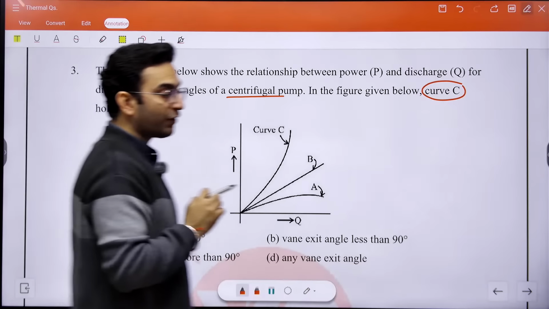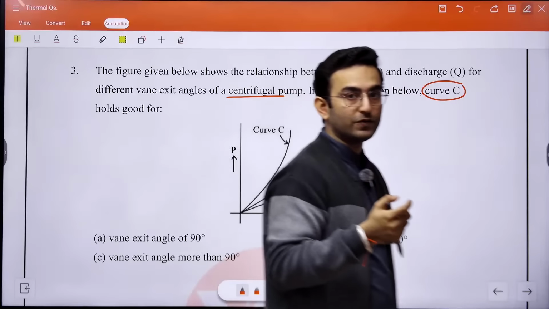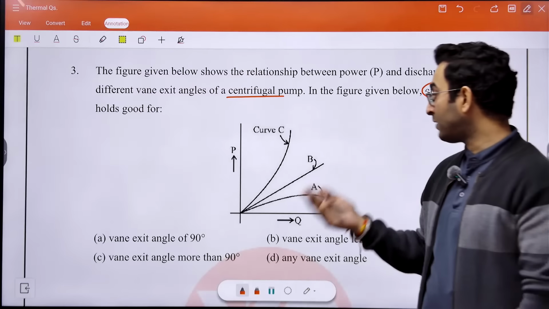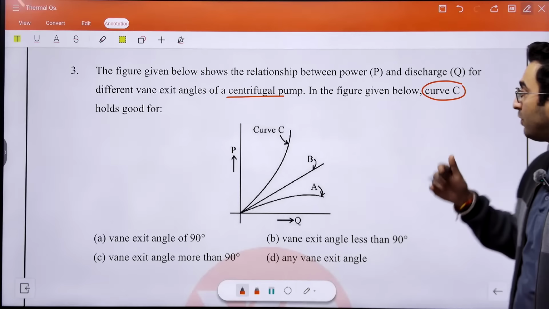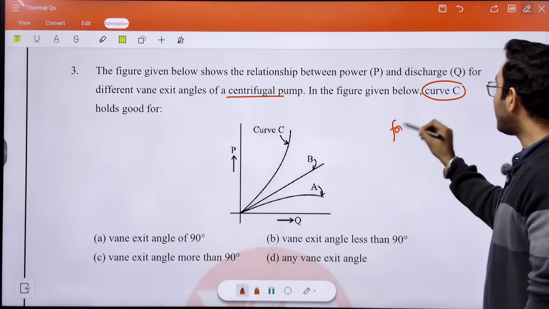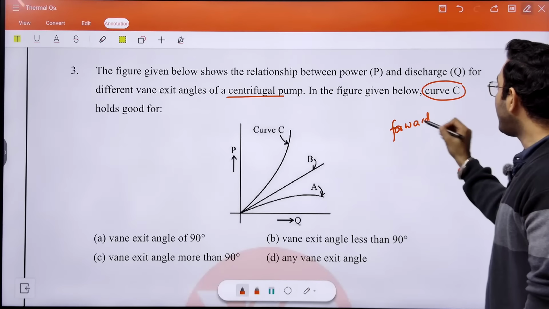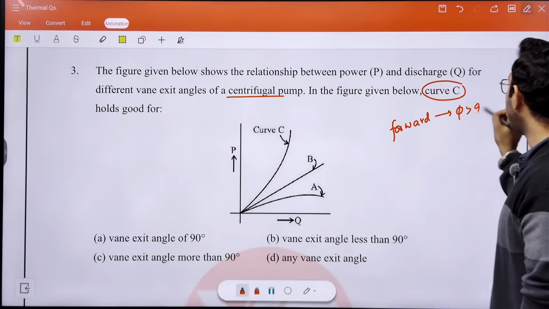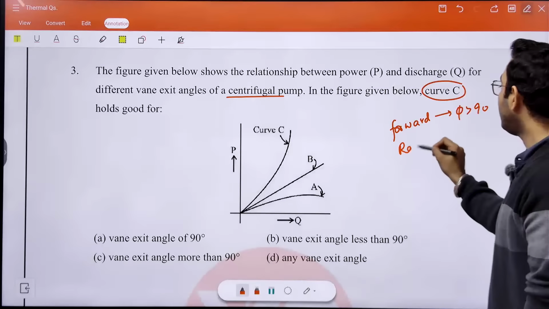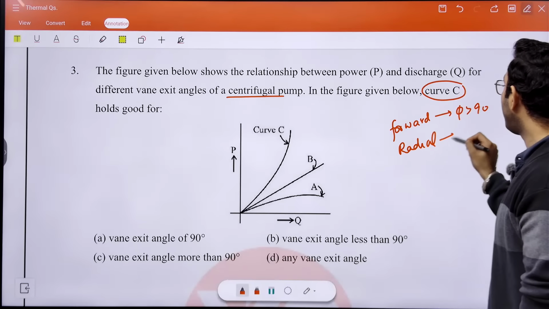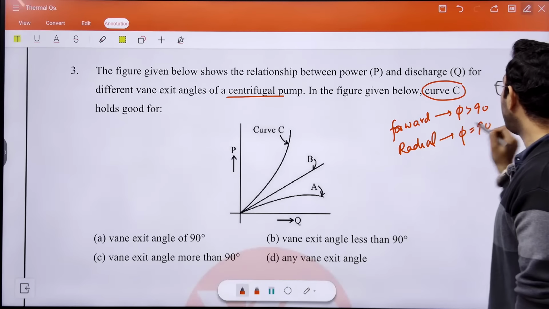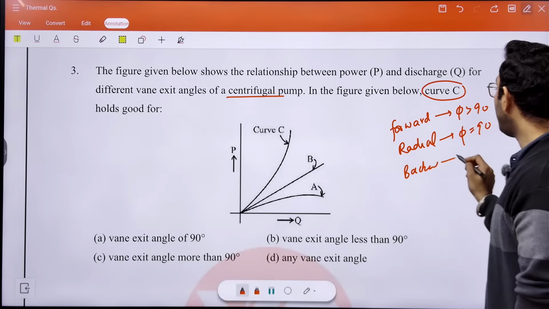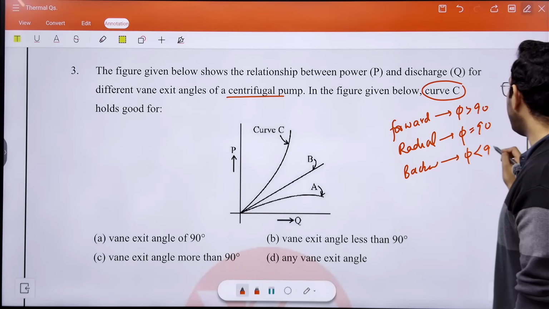Now just see. In the case of a centrifugal pump, you are using 3 different types of curves here. We have backward blades, radial blades, as well as forward blades. The different types of blades are classified on the basis of the vane angle at the exit. For the forward blade, the angle phi is more than 90 degrees. Then we have the radial blade, where phi is equal to 90 degrees. And then we have the backward blade, where phi is less than 90 degrees.